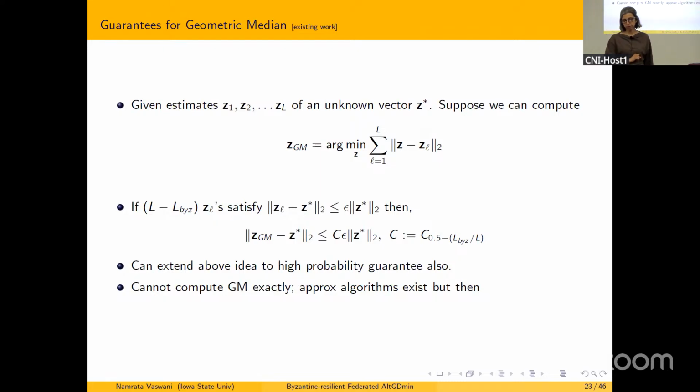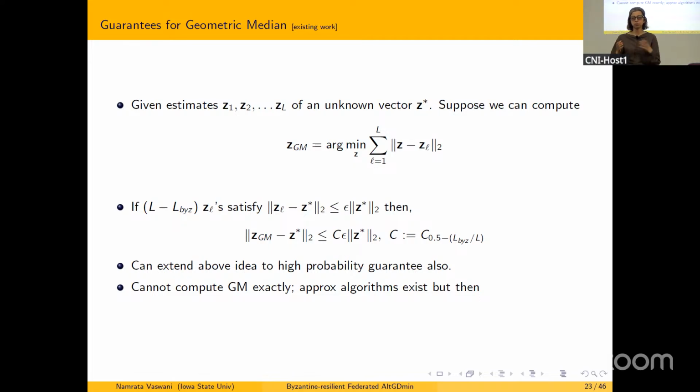So here's what, again, existing work tells us about guarantees for the geometric median. It says that if you have these vectors Z1 through ZL, which are estimates of an unknown Z star, and suppose I can compute the geometric median exactly, then if at least half of these ZLs are epsilon close to Z star, my geometric median will be C epsilon close to Z star, where C is a blow-up factor. I should have said Lbiz is less than half of L.